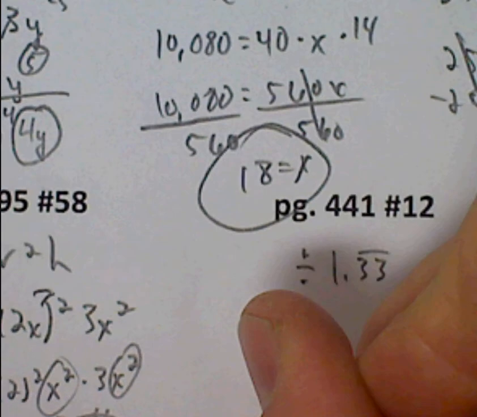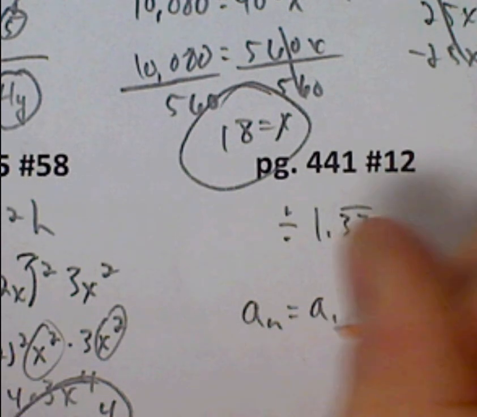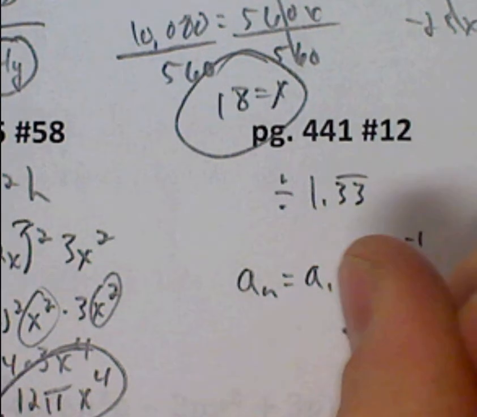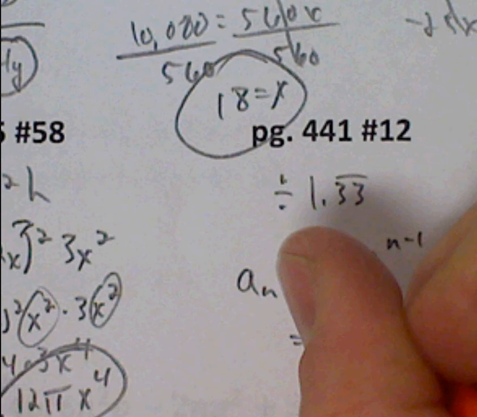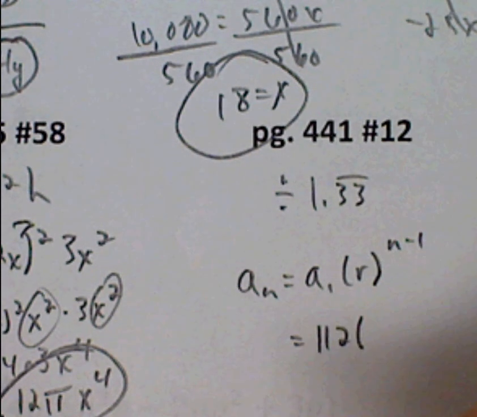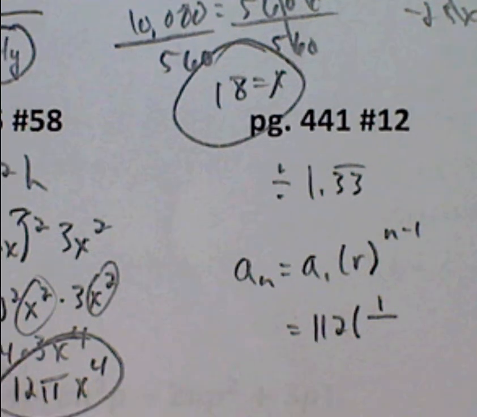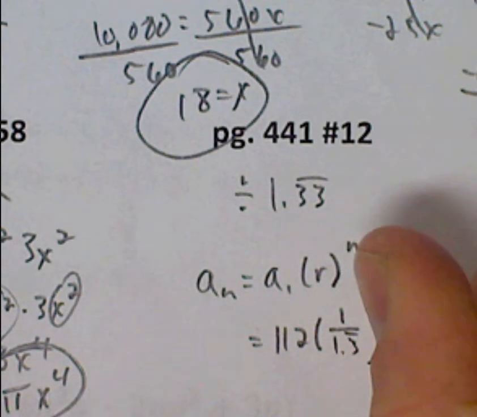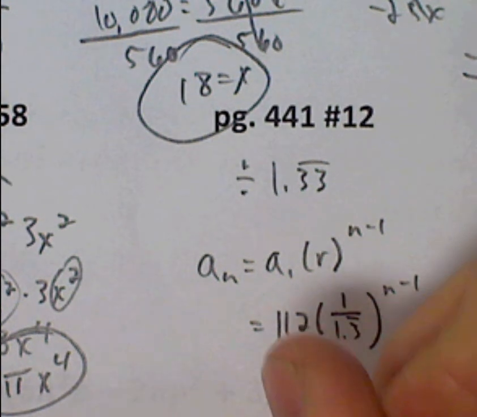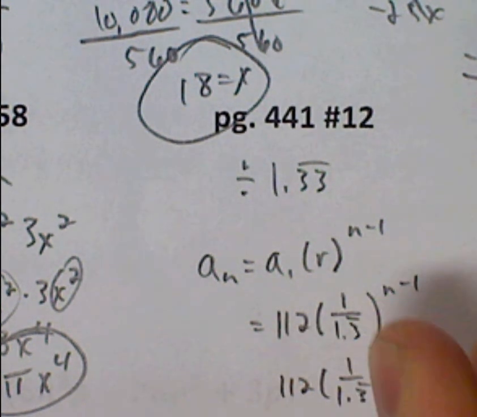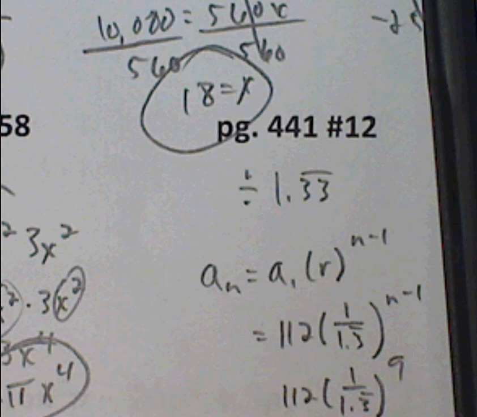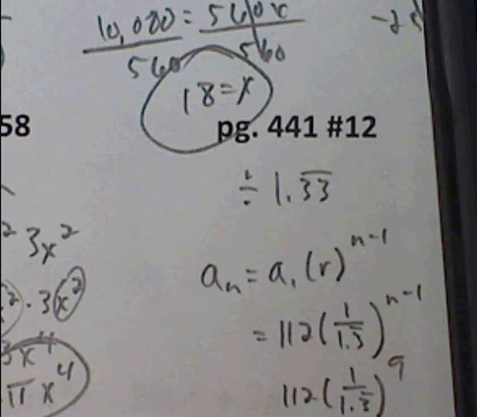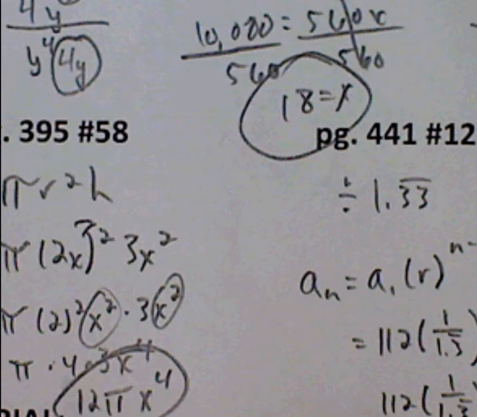If that is what I'm dividing by, then my formula is a sub n equals a1 times r to the n minus 1. So my first term in my sequence is 112. My r is 1 over, since I'm dividing, I need to multiply 1 over 1.3 repeating, raised to the n minus 1. It tells me to find the 9th term. So 112 times 1 over 1.3 repeating, 10 minus 1 is 9. So I would take 112 times 1 divided by 1.3 repeating, raised to the 9, gives me 8.4.